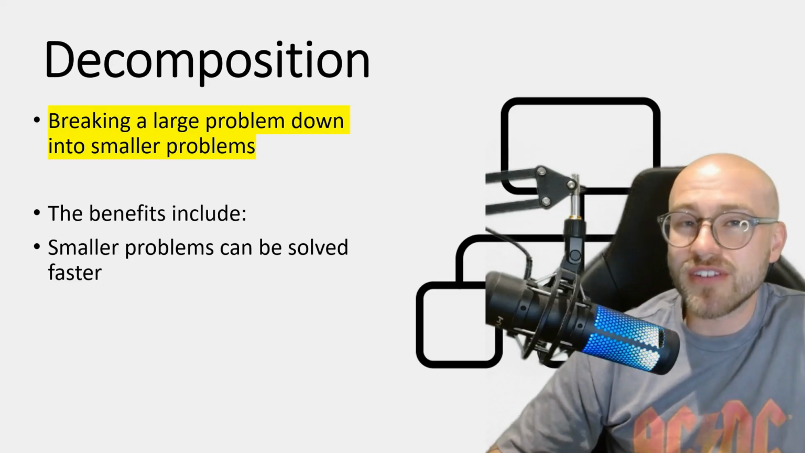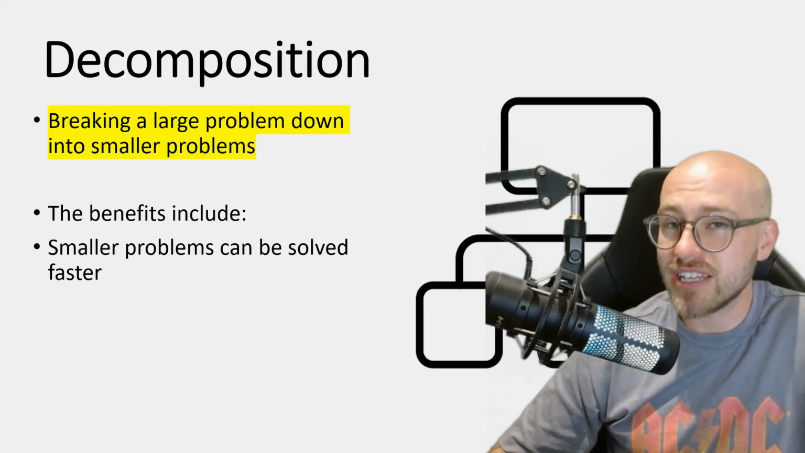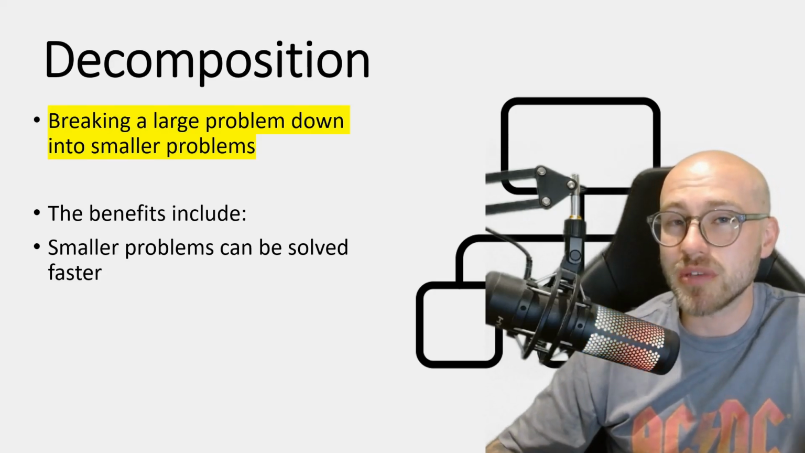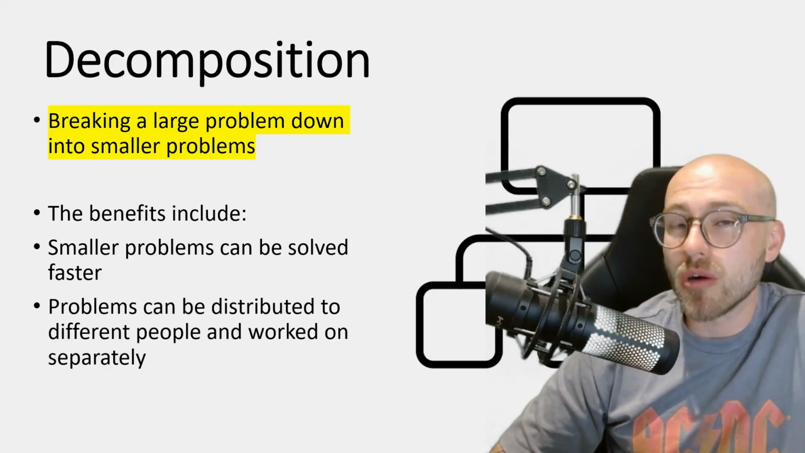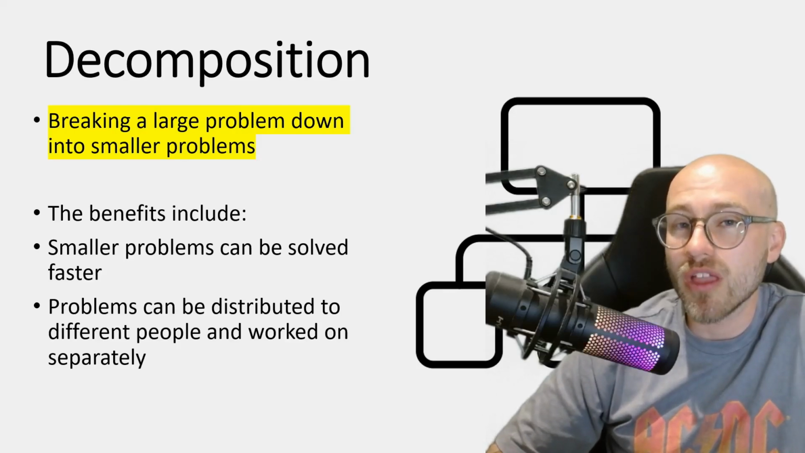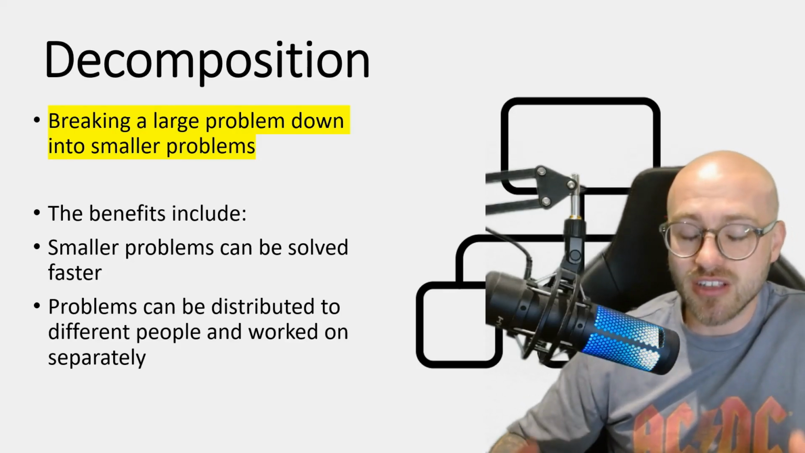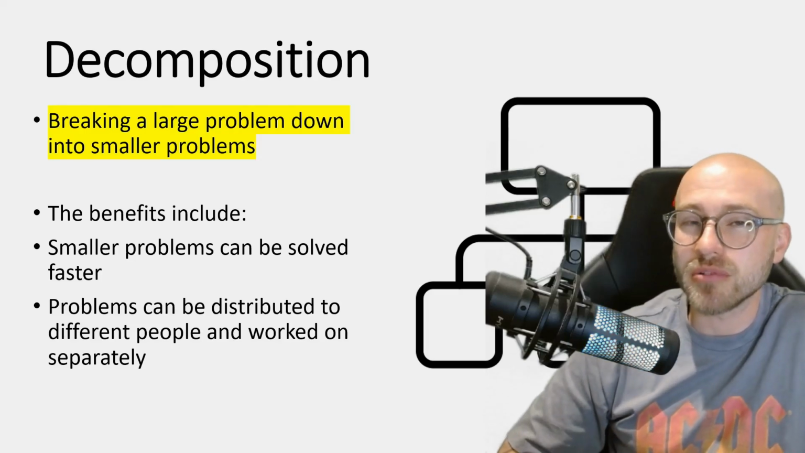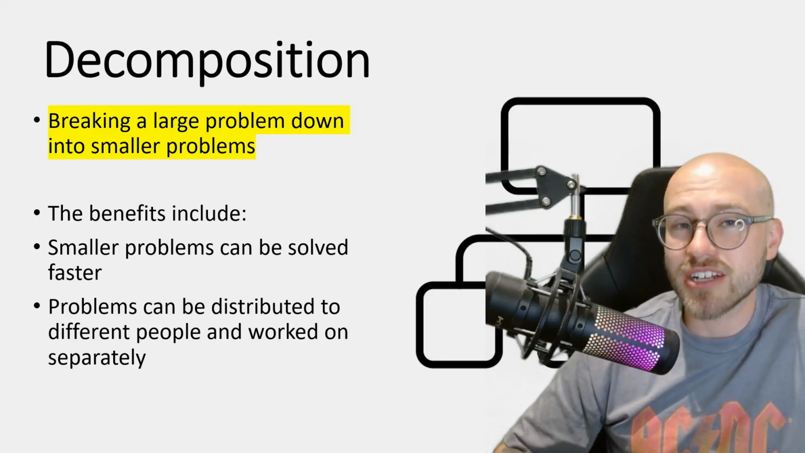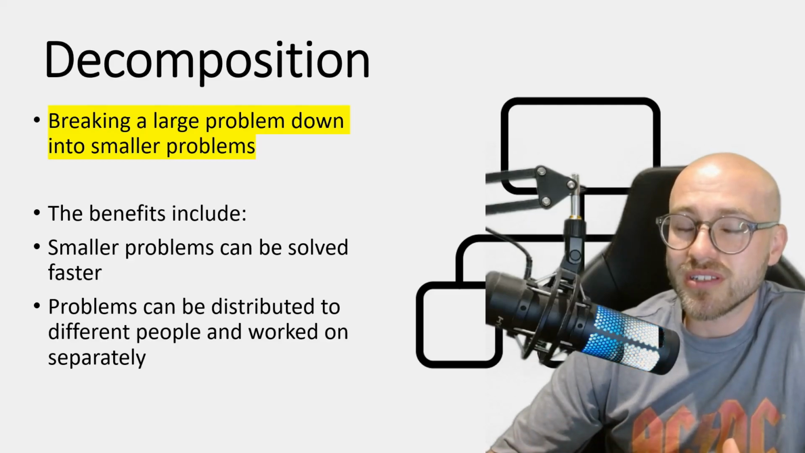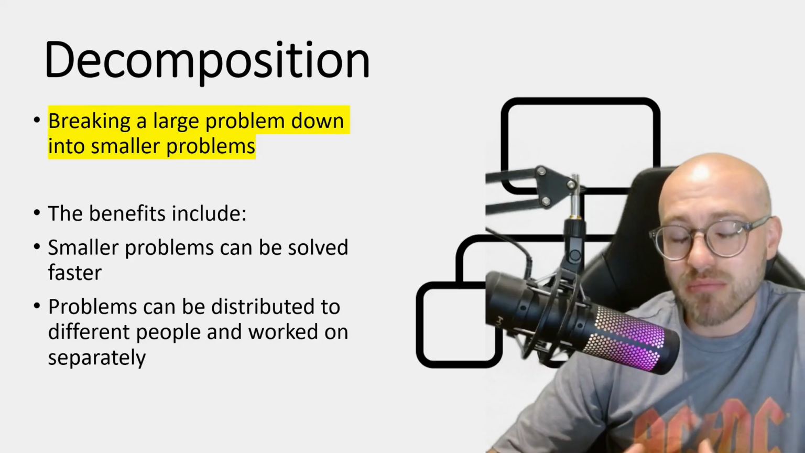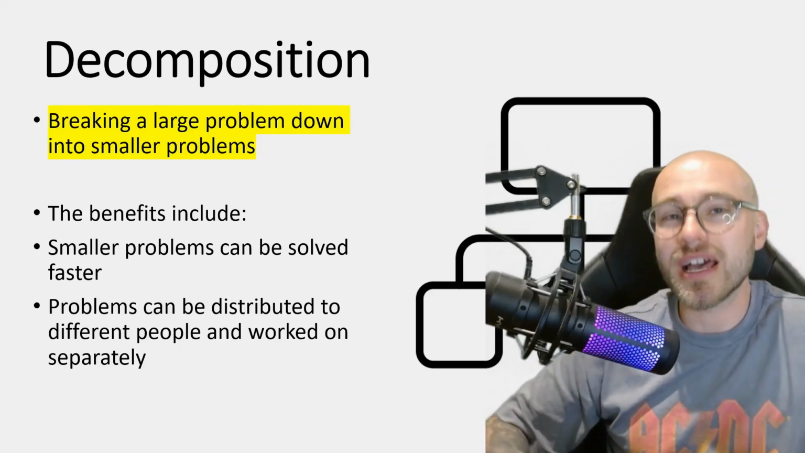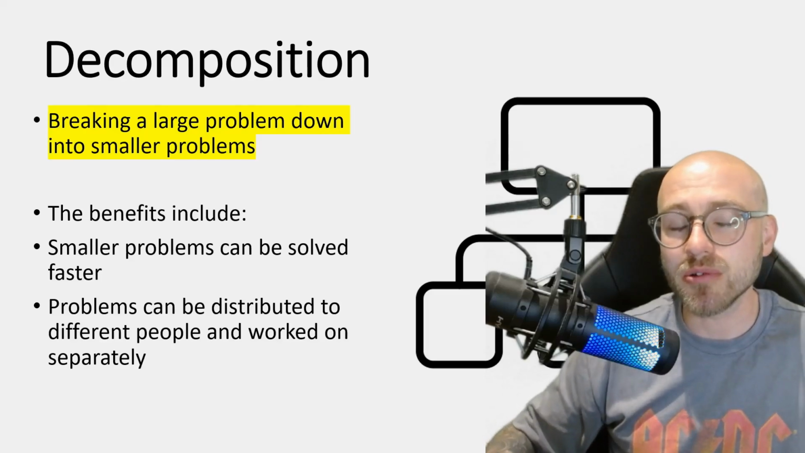As general benefits of decomposition, if you're going to distribute these small problems to other people, it's going to get solved faster. And also generally smaller problems are solved faster on their own. And they will all feed into solving the overall main problem. So if you combine this with abstraction, you've already picked out what's important and removed anything that's unnecessary. And now that you've got that, you can break that down into smaller problems and then distribute that to a team of people who can work on it.